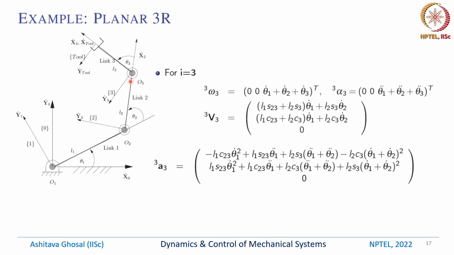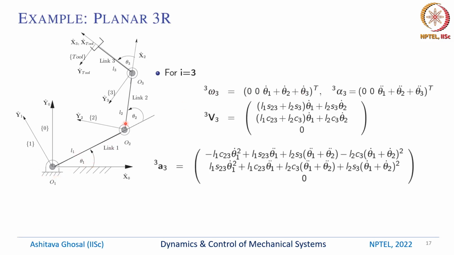For i equals 3, which is what is happening at the origin of the third link, that is the linear velocity of the origin of the third link. Again, we can go back and substitute in the formula. So 3v3 will be related to 2v2 plus ω cross r. We go back and substitute and you will get this expression, which is nothing but L1 S23 plus L2 S3 into θ1 dot and something into θ2 dot, and the y component will have the cosine of the angles.